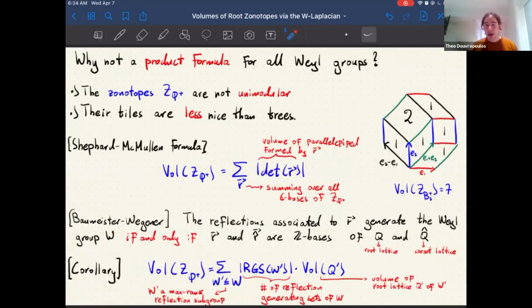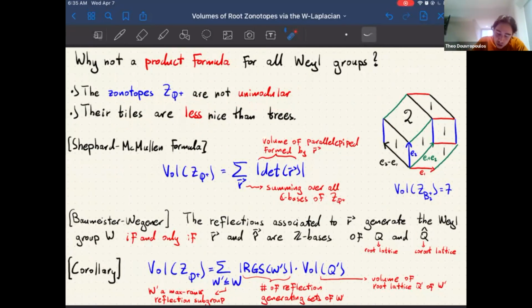So let's see. There are in fact two reasons to not expect a nice product formula. The reasons are that the things that work nicely for the symmetric group fail, but that's expected. So the other zonotopes are not unimodular, which means each of the tiles has a different volume. And even worse, the tiles are not really represented by nice combinatorial objects such as trees. They're analogs of those things, but you don't have something very nice.